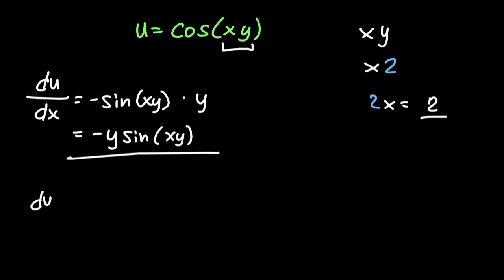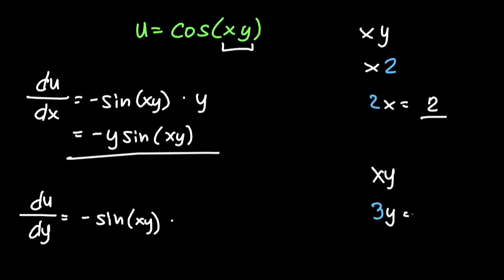So taking the derivative of u with respect to y, the derivative of cosine xy would be negative sine xy, and take the derivative of the inner function, which is also xy. Since we are taking the derivative with respect to y, treat x as a constant here. So take any constant such as 3, y. Take the derivative of 3y is simply 3. You are left with a constant, which is x. And so the final answer here would be negative x sine xy.